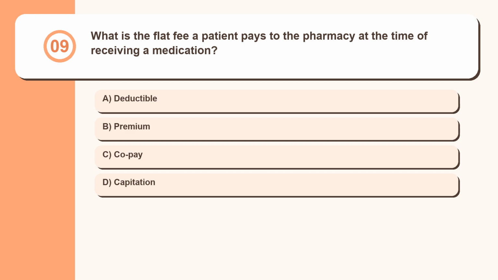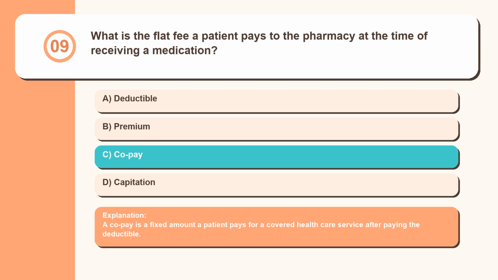Question 9. What is the flat fee a patient pays to the pharmacy at the time of receiving a medication? Deductible, premium, copay, capitation. A copay is a fixed amount a patient pays for a covered healthcare service after paying the deductible.